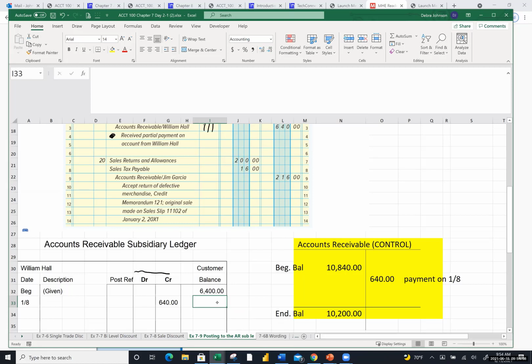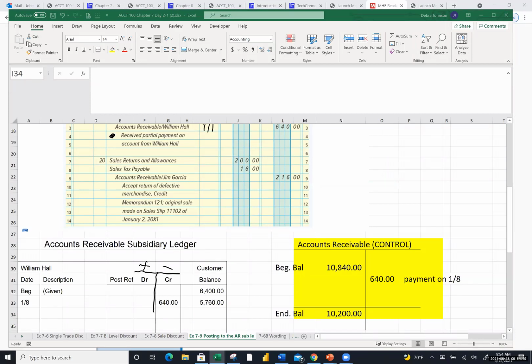Again, if you think about this as a big T, credits pull the customer balance down. If he makes a payment, he doesn't owe us $6,400 anymore. What he does owe us is the difference between these 2. So he did owe us $6,400. Now that he's made a payment, that's going to bring that balance down. So do that on your calculator, or you can use Excel. He now owes us $5,760. Okay, let me stop, make sure we understand how we got that.